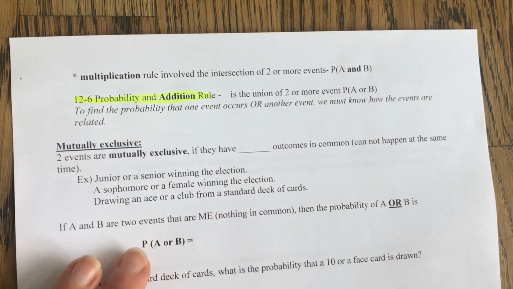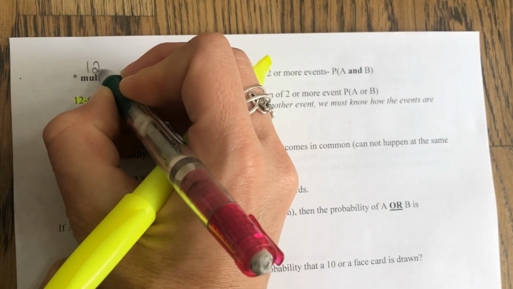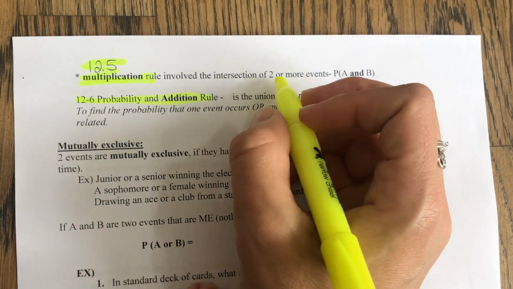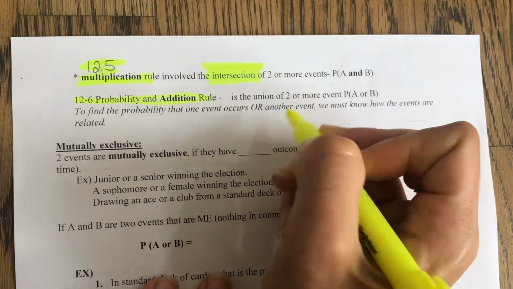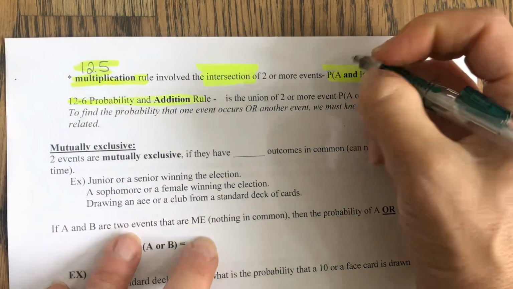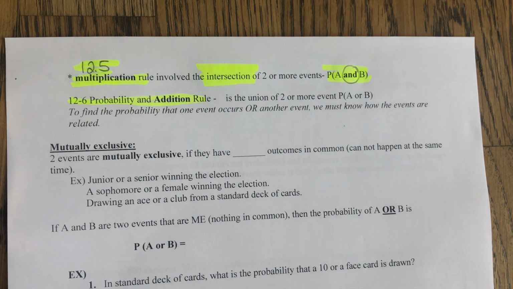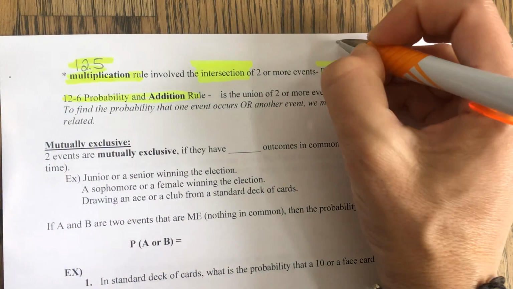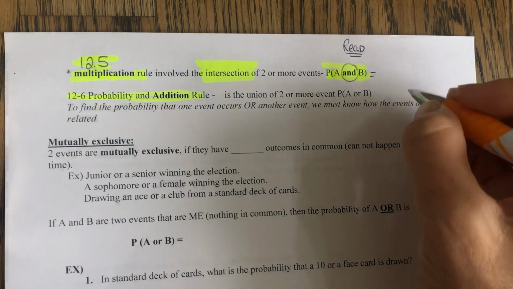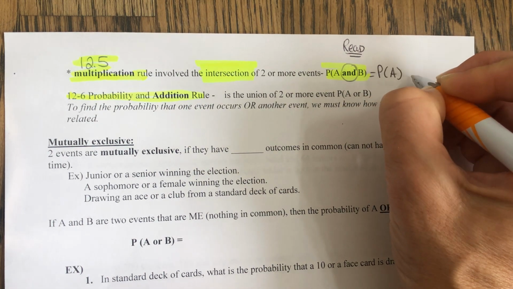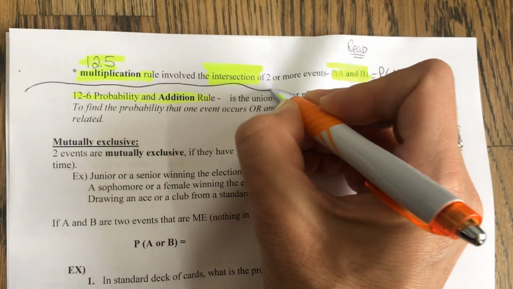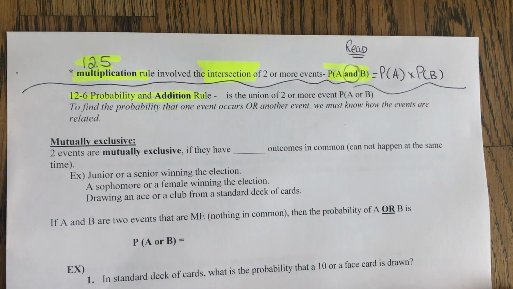So yesterday, in 12.5, we learned the multiplication rule, and it involved the intersection. That was your key word, intersection of two or more events. And here's what I need you guys to make sure you're aware of when you see the word "and". So what do I want to stress to you guys? R-E-A-D. Reading is important. You guys know if it's an "and", then you take the probability of A times, just to review, the probability of B. So that's what we learned yesterday, the intersection of the events.